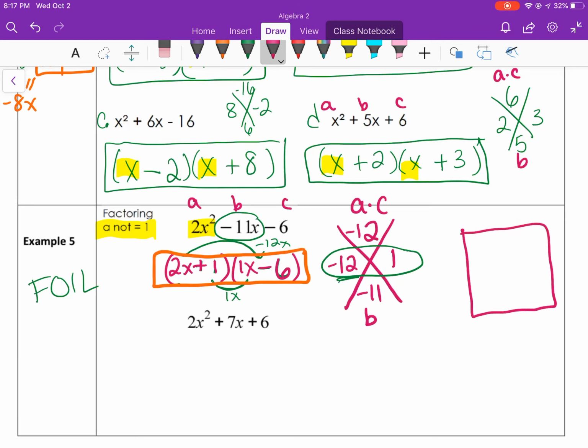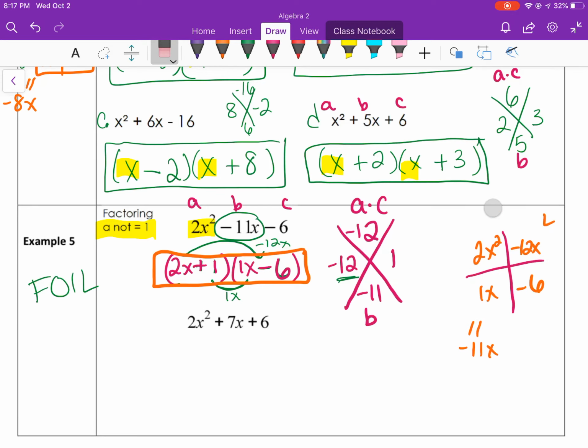If you throw this in your box, for those of you that really like that more visual representation, it's going to look like this. You're going to put your 2x squared right here. That's your first term. Then you know your negative 6 goes in your last box. And then you want the middle to add up to the negative 11. Whatever you get in this diagonal goes here in any order. So 12x and 1x. And then you figure out the outside of your box by looking at the greatest common factor for each row.